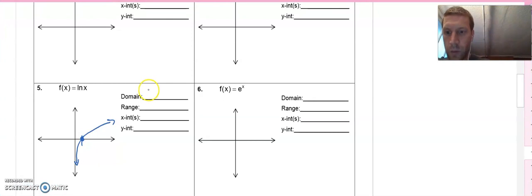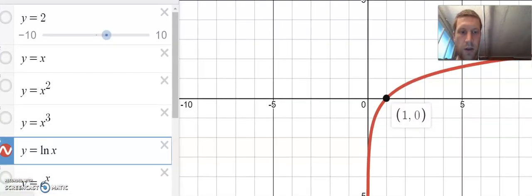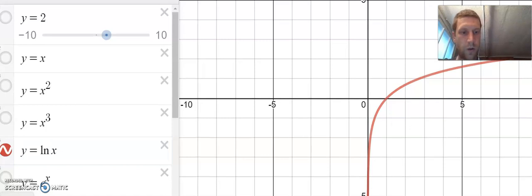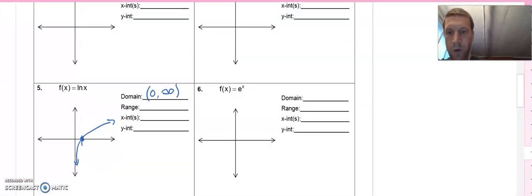So domain, it looks like I'm not including 0, but I include everything to the right. The range value, this is clearly heading all the way down towards negative infinity, and we can see as I move out to the right, I'm increasing and getting higher and higher values. So that would be all real numbers. X-intercept we said was (1, 0), and no y-intercept.